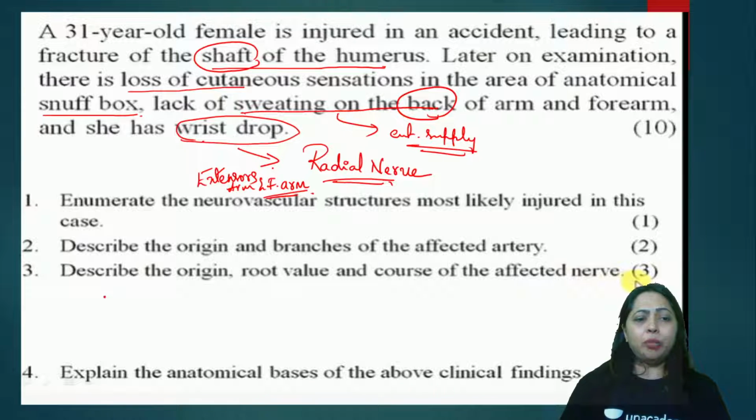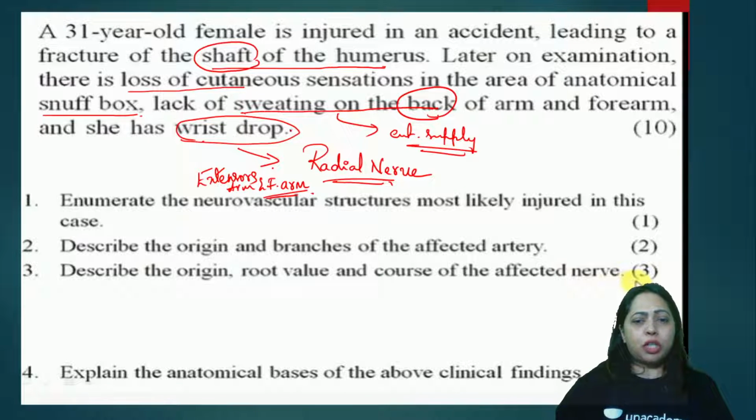So now here enumerate the neurovascular structures most likely injured in this case. Describe the origin and branches of the affected vessel. Describe the origin, root value and course of the affected nerve. Explain the anatomical basis of above clinical findings. So this is the question.